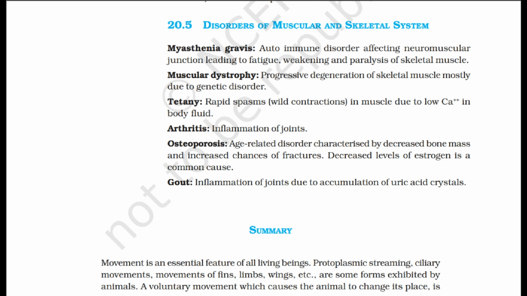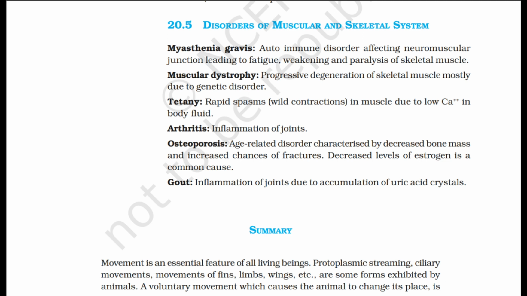Osteoporosis: age-related disorder characterized by decreased bone mass and increased chances of fractures. Decreased levels of estrogen is a common cause. Gout: inflammation of joints due to accumulation of uric acid crystals.